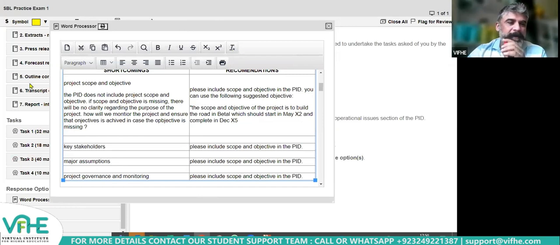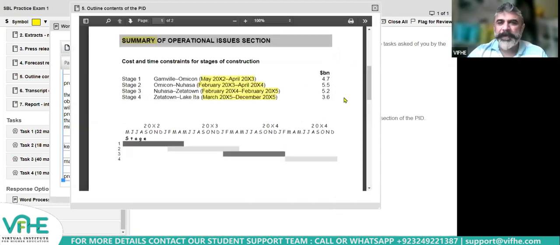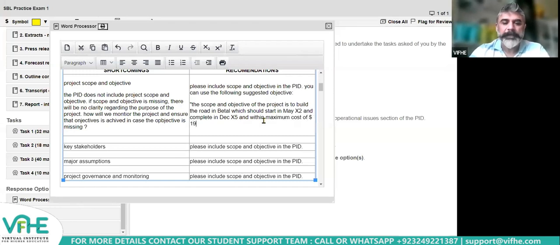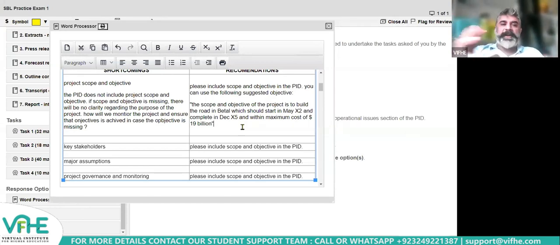Yeah, if you add the costs, this is 19 billion. Done. The scope and objective of the project is to build the road in Beetle, which will start in May X2 and complete in December X5 and within maximum budget or cost of $19 billion. So we actually drafted an objective for him so that he can look at it and use it in the revised draft, right? Understood?